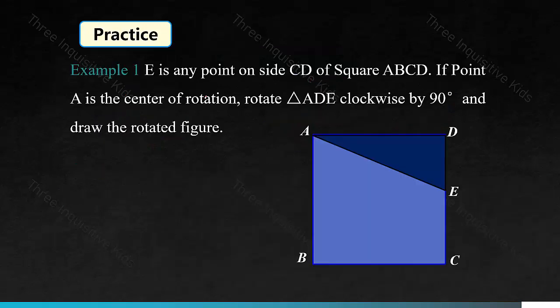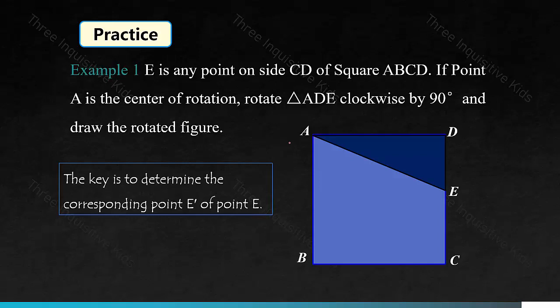Here's some practice. E is any point on side CD of square ABCD. If point A is the center of rotation, rotate triangle ADE clockwise by 90 degrees and draw the rotated figure. The key is to determine the corresponding point E prime of point E. Because if you rotate triangle ADE by 90 degrees, AD is actually going to overlap with AB. All you have to do is find where this E prime will be. It's probably going to be somewhere over here.